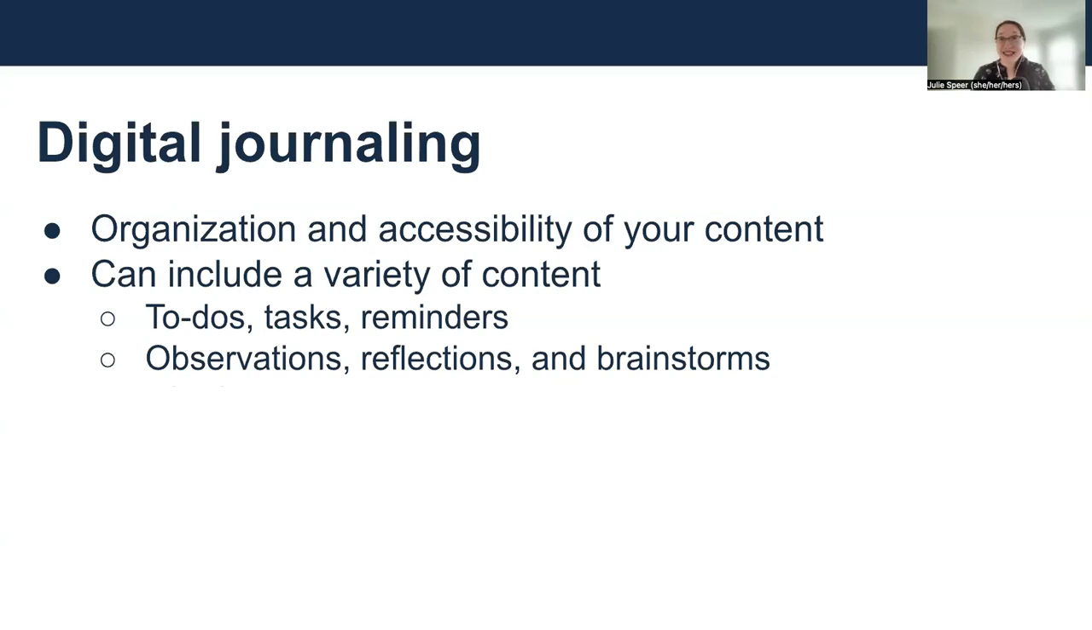But sometimes, as I'm sure we can relate to, those pieces of paper go missing or we just can't find what we're looking for. And this is where digital tools can come into play. Simply put, a digital journal is a way to organize your ideas in one place that can be accessed anywhere, anytime. It can be used to capture to-dos, tasks, and reminders, but can be used more like a traditional journal by including observations, reflections, and brainstorms.